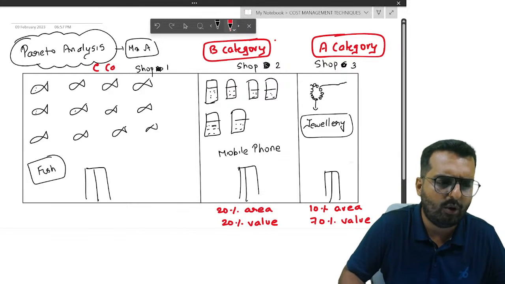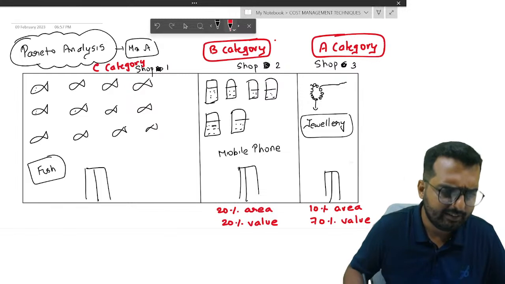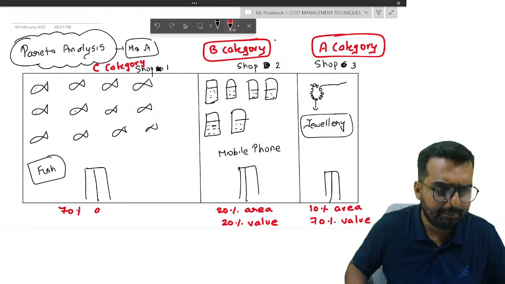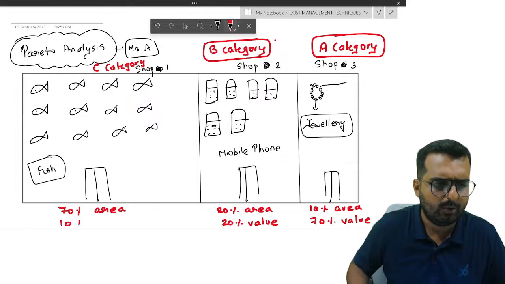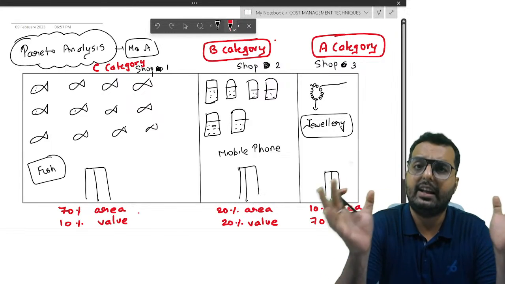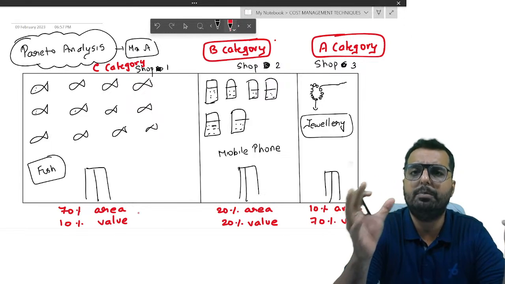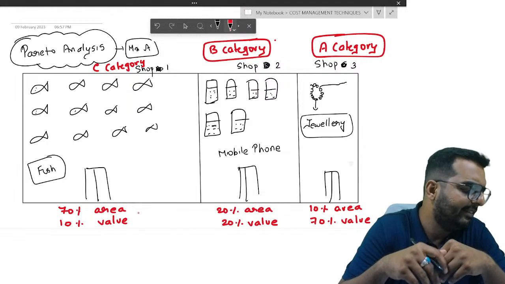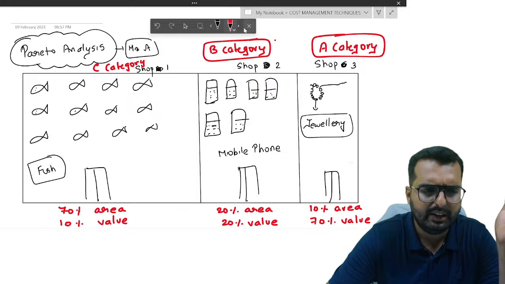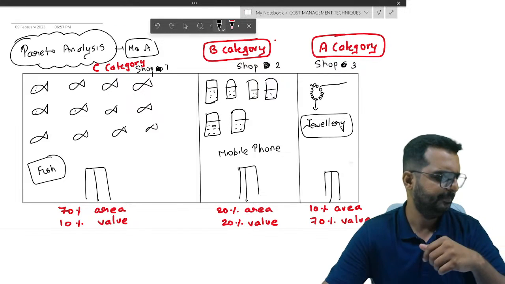Whereas shop A is what we will call it as C category, because here you have 70% of the area covered but only 10% of the value. This categorization of a particular business is what we call it as ABC analysis or Pareto analysis. Can you write down this in your books now?